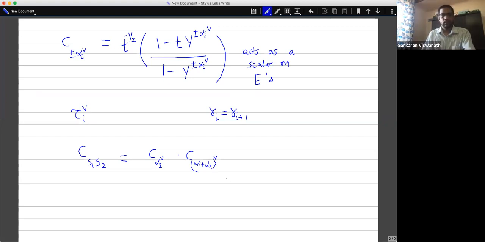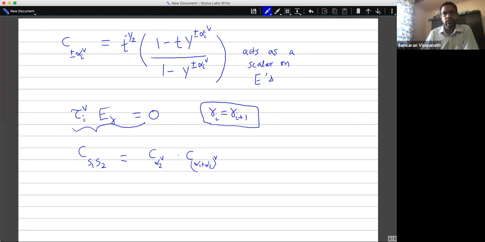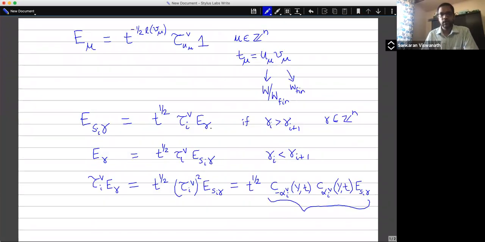Thank you. Okay, so this last equation, I just want to point out, if gamma I is equal to gamma I plus 1, then tau I check will just act by 0. So these are the 3 equations which tell you what happens when you act tau I check on an E gamma. And the answer is, in all 3 cases, that it always gives you some multiple of E SI gamma. In the first case, tau I check on E gamma was just E SI gamma. In the second case, it was some multiple of E SI gamma. In the third case, it's 0, so again some multiple.